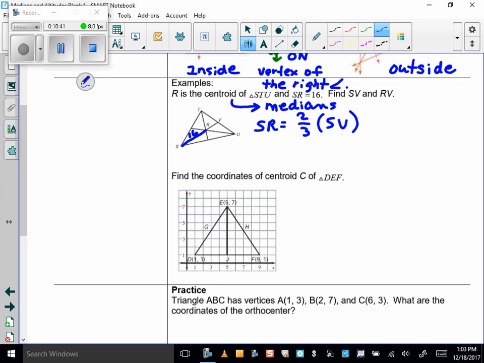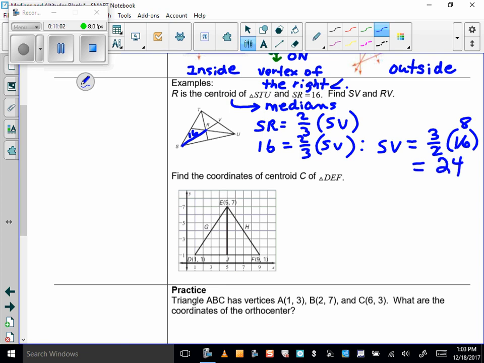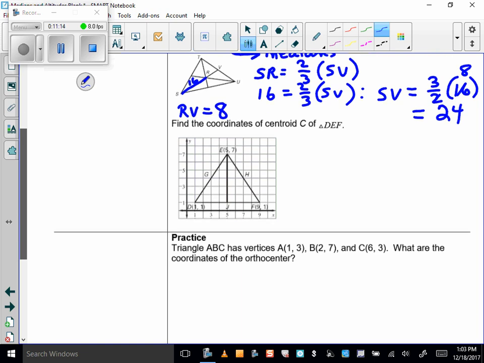Okay, well, I'm given that SR is 16. 16 is 2/3 of SV. So how do I get rid of that fraction there? I multiply both sides by 3/2. So SV is going to equal 3/2 times 16. So that would be 8 times 3. So SV is 24. If SV is 24, then RV has to be 8, right? The other piece would be 1/3. Simple enough.